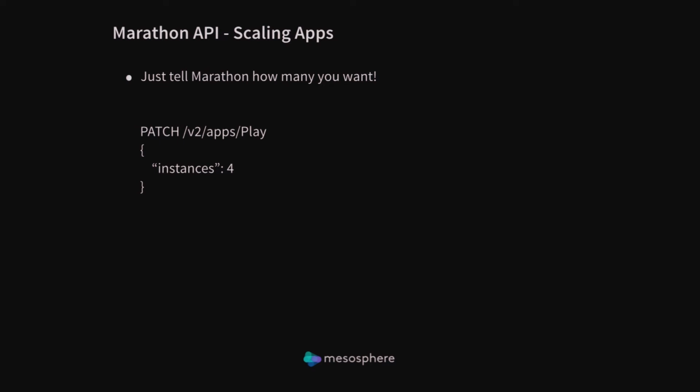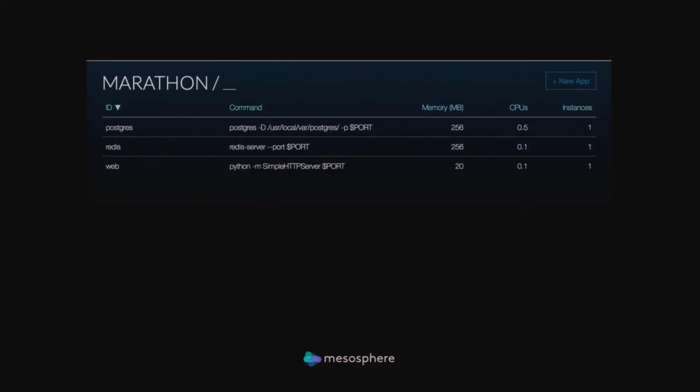So Marathon also has this nice web UI. You can see all the applications that are running, the commands that were started to run them, how much memory they're consuming, CPU, and number of instances. There's a button, it's a little hard to see, top right, to start a new application. And for every application, I can see all the details.